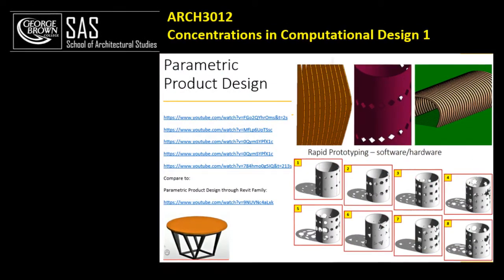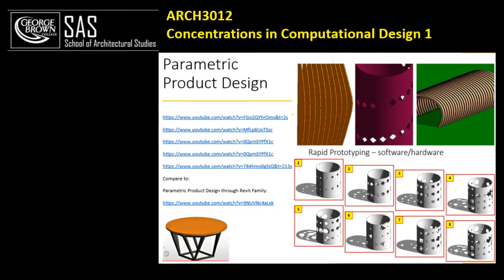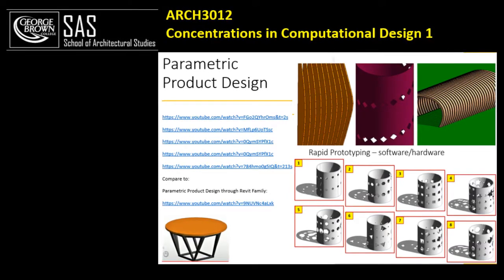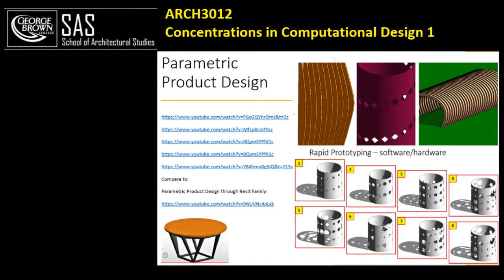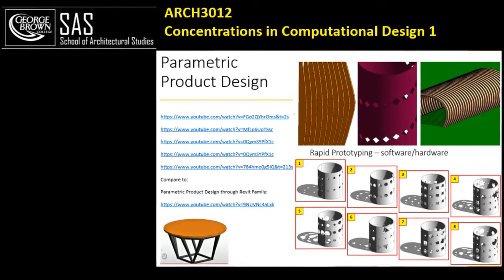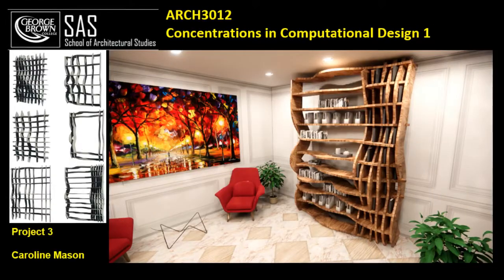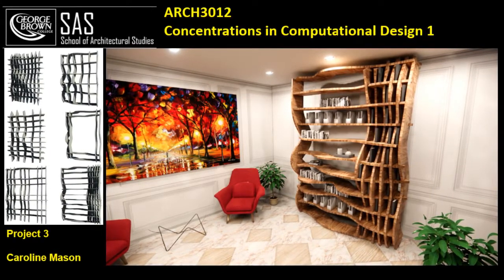In order to practice prototyping, in the second half of the semester, we work on a parametric product design. The students are asked to design 8 different prototypes using Dynamo in Revit, and they are also asked to provide a method for fabrication. You can see some samples of Project 3 aligned with the prototypes.